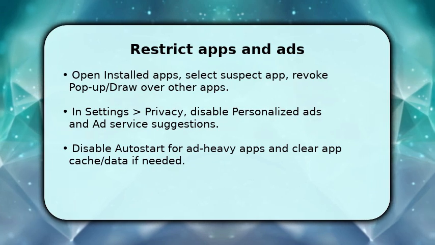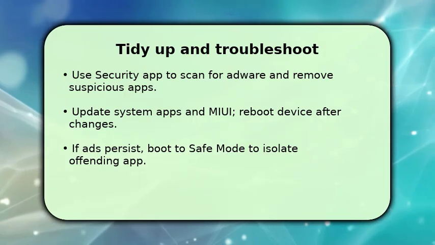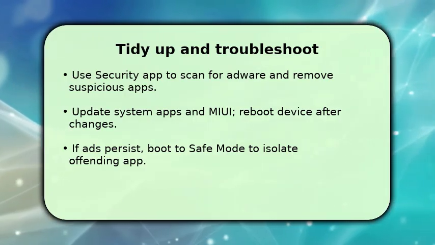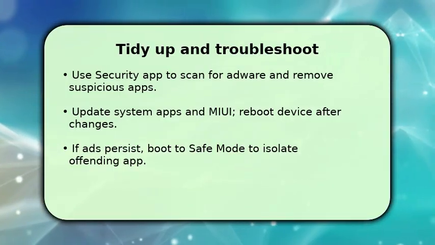Finally, run a security app scan to detect adware and uninstall any suspicious applications. This cleans hidden ad modules. Make sure system apps and MIUI are updated, then reboot so permission changes take effect.